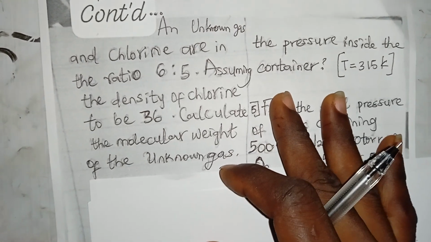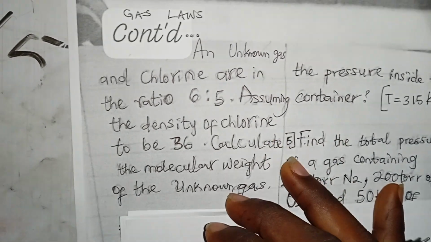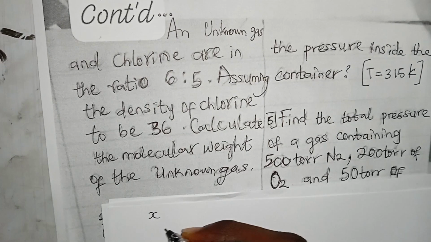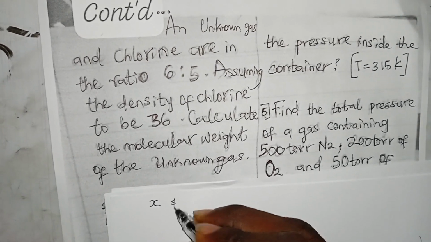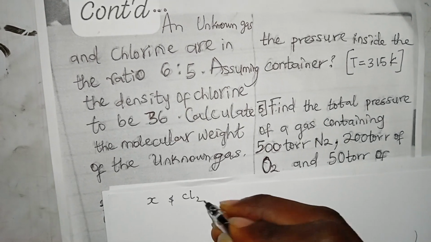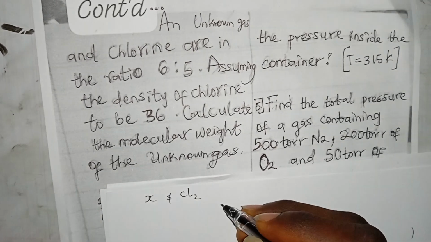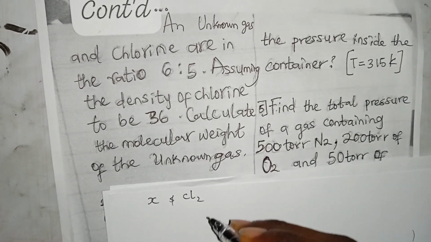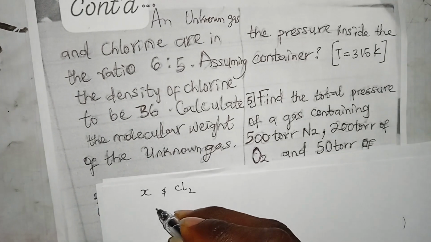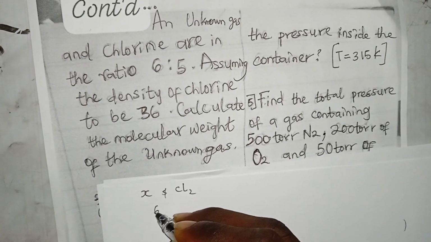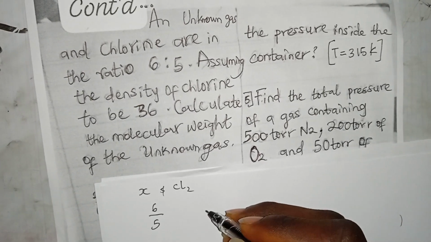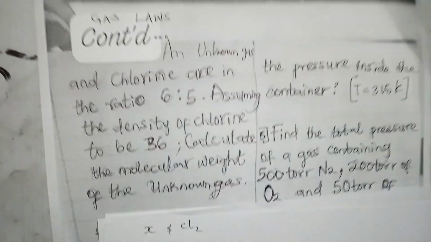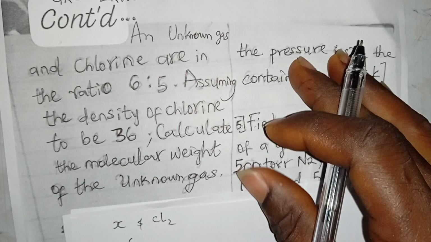Today Academic Dad will be teaching you everything you need to know with regards to solving questions that involve gas laws. So here you have it: an unknown gas, let's say X, and chlorine are in the ratio of 6 is to 5, that is 6 over 5. Assuming the density of chlorine to be 36, calculate the molecular weight of the unknown gas.